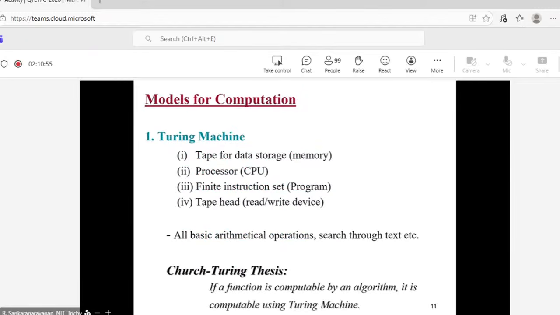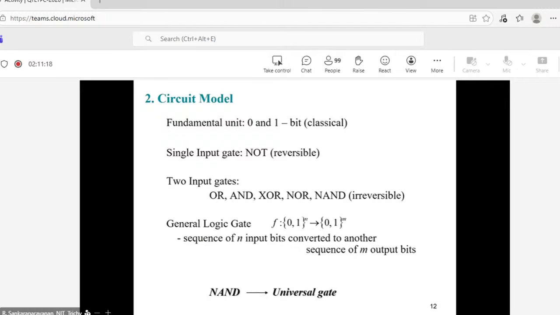Okay. So this is the Turing machine which I mentioned. It has 4 main components which we all know: memory, CPU, program, and read-write device. All the basic operations can be done in this Turing machine. What we do here are basically basic arithmetic operations and search and so on. So our present day computer is nothing but a Turing machine.